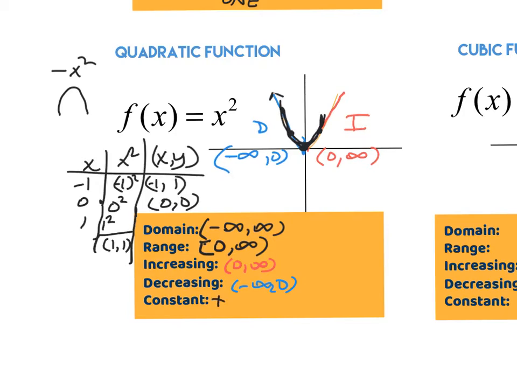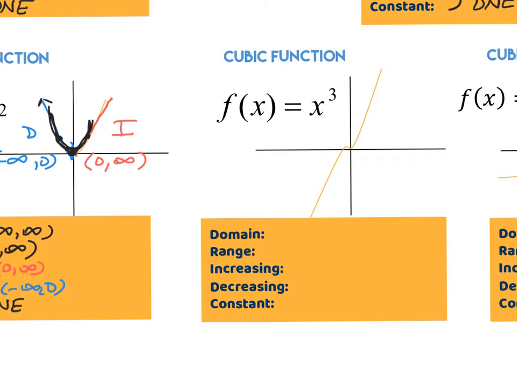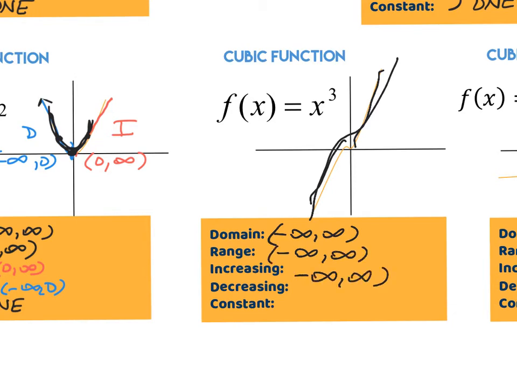And then no constant, so it's DNE. The x cubed function sort of looks like this. I know it looks like it dips a little bit, but this is actually increasing over the entire interval. And both the domain and the range for the x cubed function are all real numbers, and it increases over the entire interval.